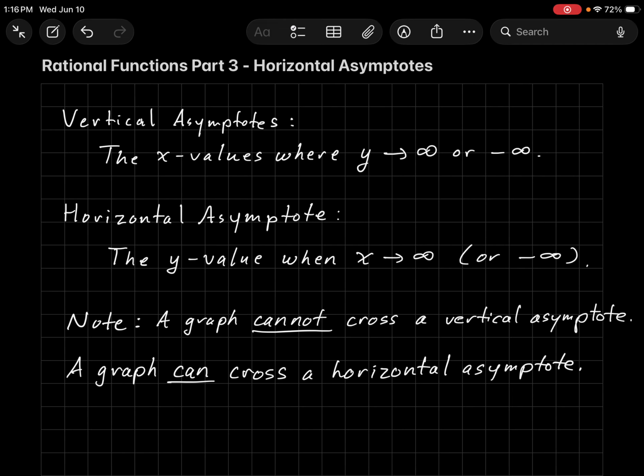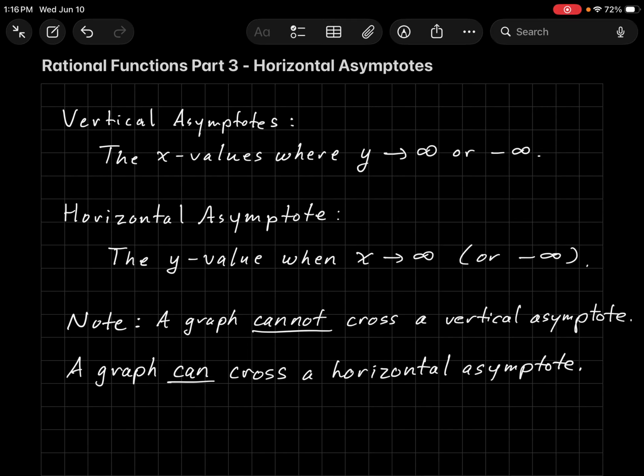A note that sometimes bothers students: a graph cannot cross a vertical asymptote. It is a discontinuity. It is what we call an infinite discontinuity. I basically have to go to infinity to cross over the asymptote. But a graph can cross a horizontal asymptote.